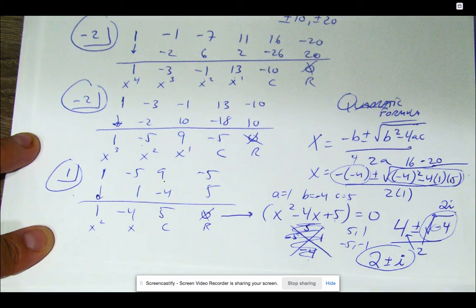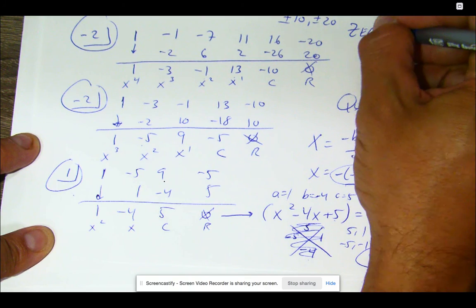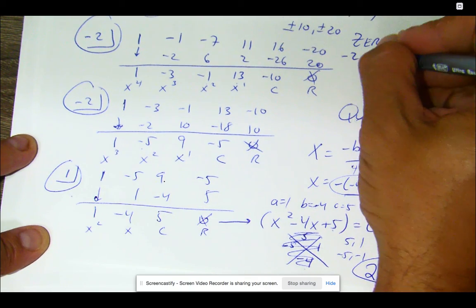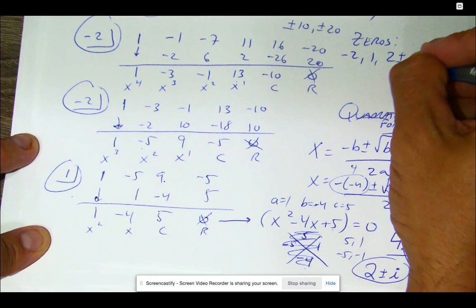Okay, imaginary solutions. So the question said find all the zeros of the function. We found those 3, and we found those 2 as well. So these are all 5 of the zeros. So if I were to write them down, I'd write this and this.